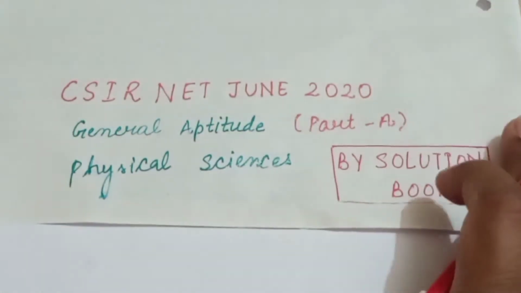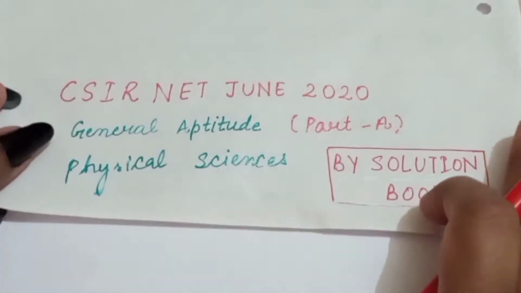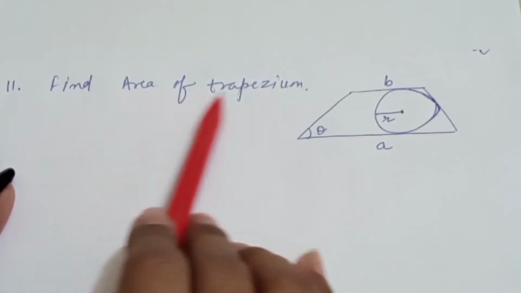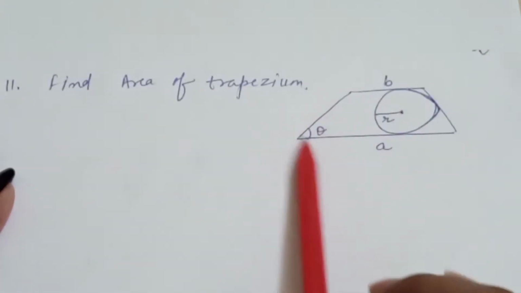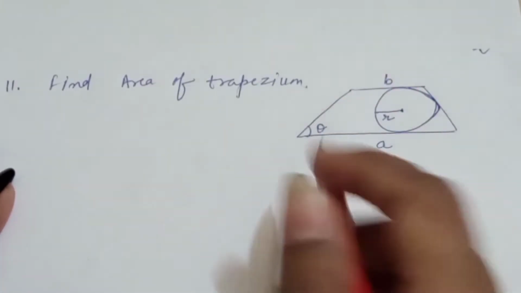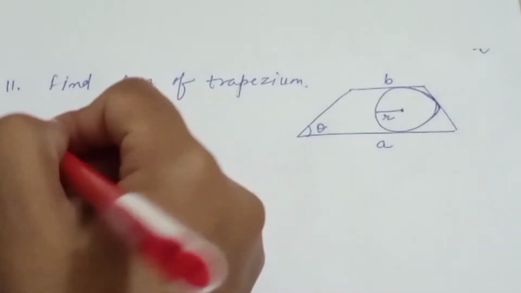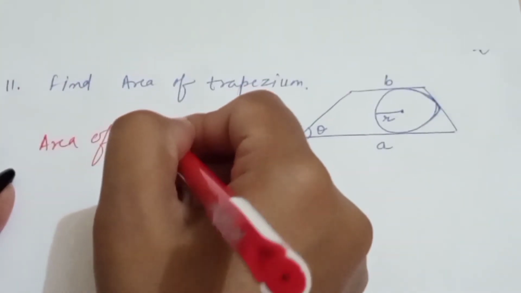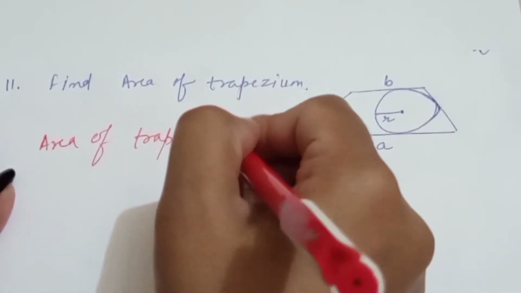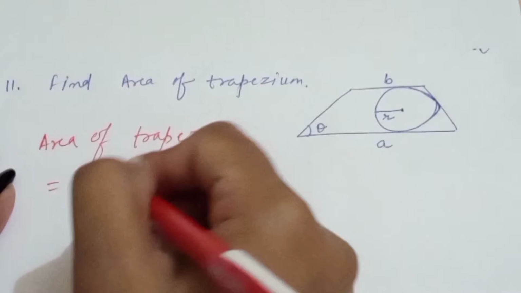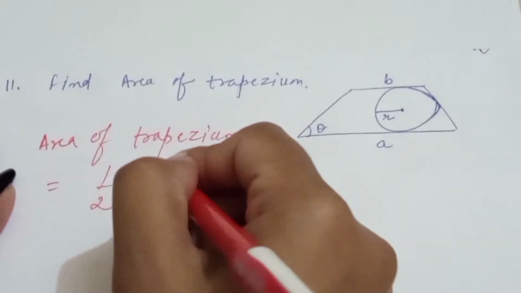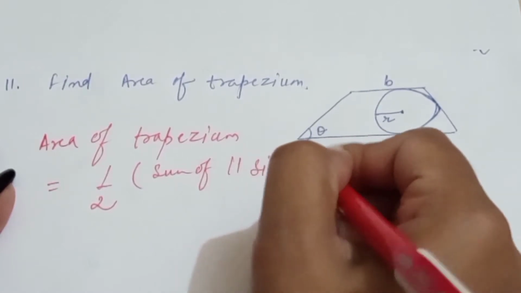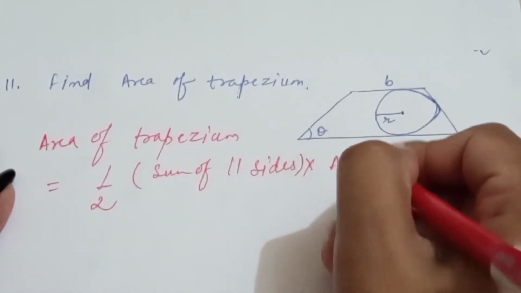So let us start. Our first question is: find the area of trapezium, and this figure was given. As we know, the area of trapezium is equal to half of sum of parallel sides multiply altitude.